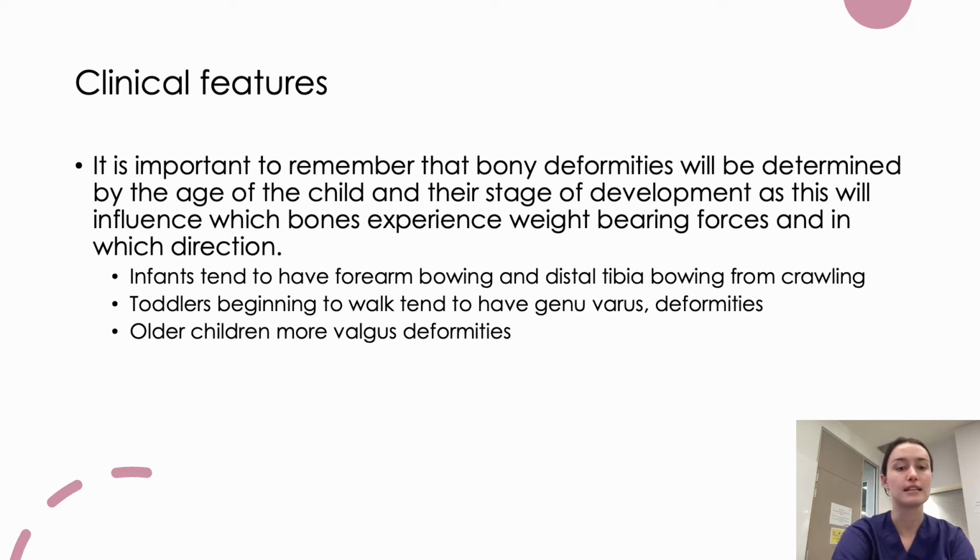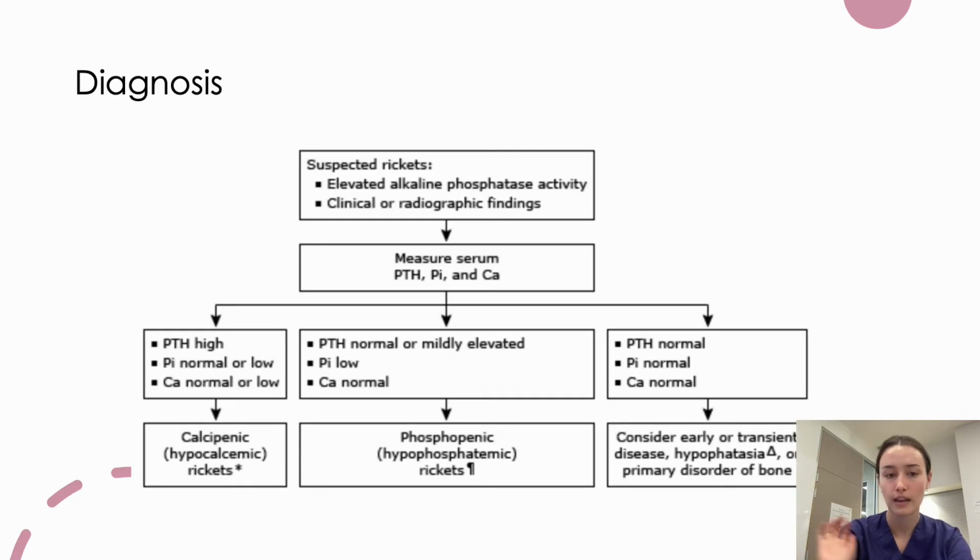So infants tend to have forearm bowing and distal tibial bowing because they are crawling, whereas toddlers, who are beginning to walk, tend to have genu varus deformities, and then older children will have valgus deformities.